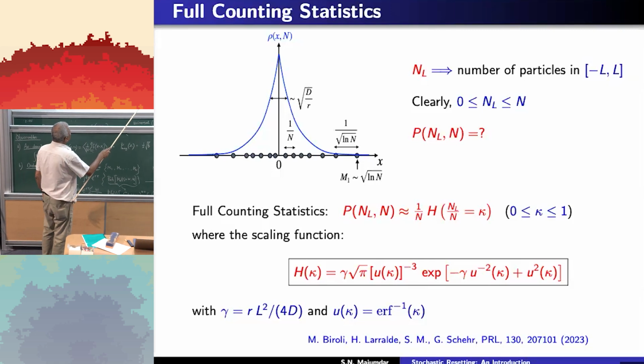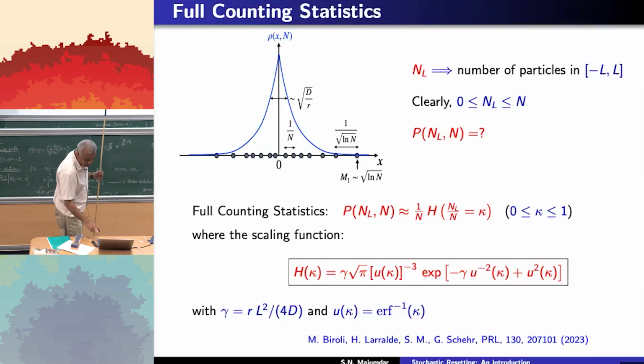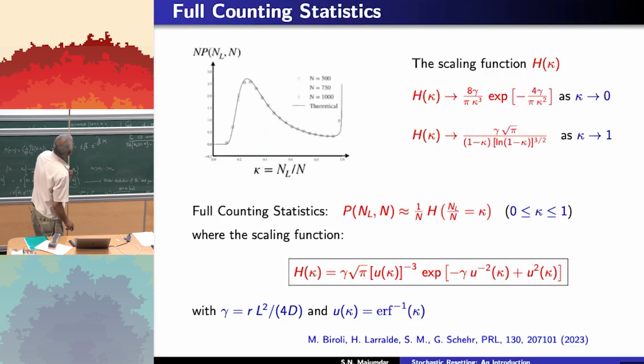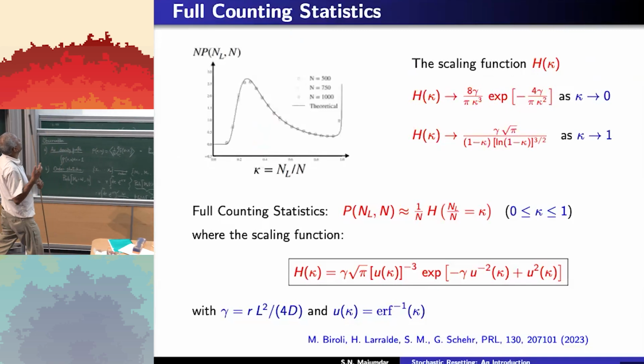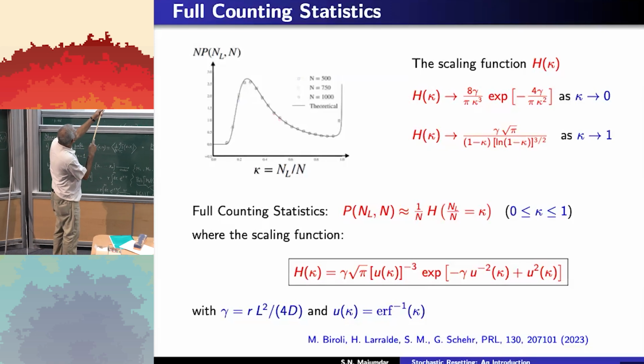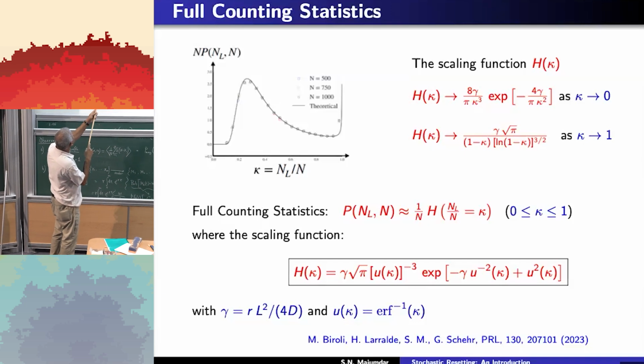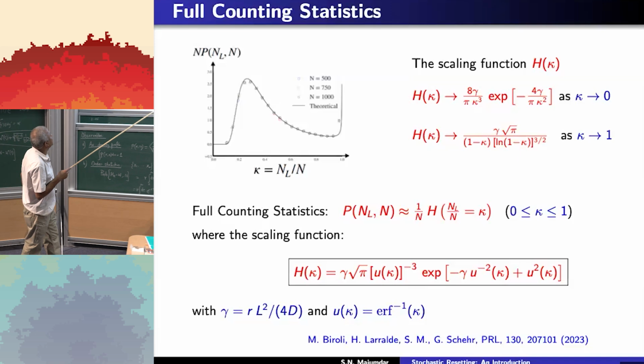Once you give me this kappa, you have to compute this u of kappa by inverting this error function, and this is some parameter R_L squared for 4D, and then this function is fairly explicit. And this is actually quite an amazing function, because if you plot it, what you see is the following. I'm plotting kappa between 0 and 1. This is the fraction of particles inside the box from minus L to plus L, and this is the PDF of that. What is the PDF of the fraction of particles inside the box?